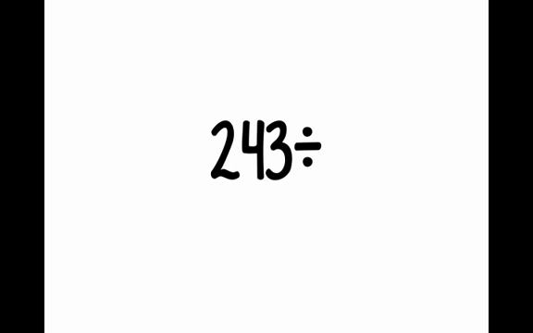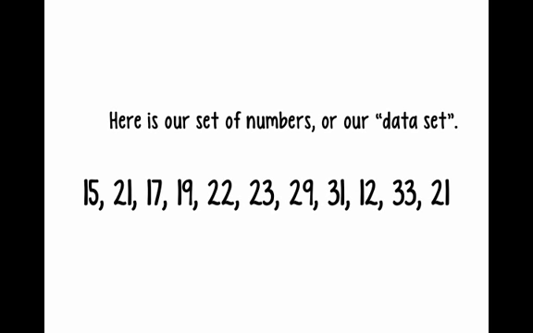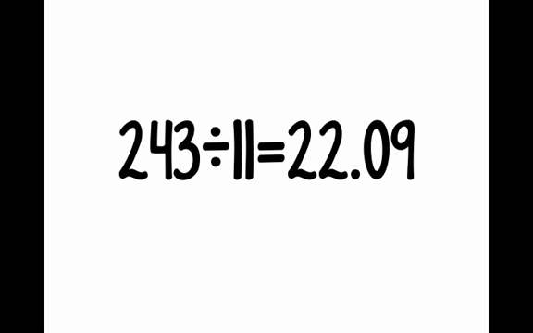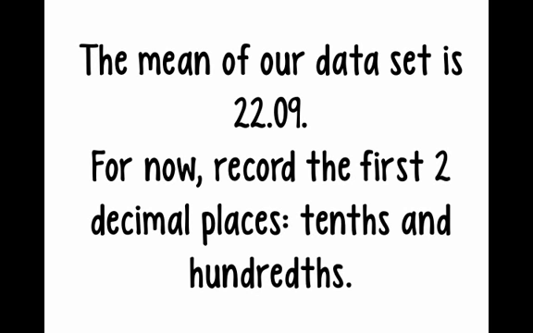243 divided by the total number of numbers in my data set. Here's our set again. Let's count how many numbers there are. 1, 2, 3, 4, 5, 6, 7, 8, 9, 10, 11. 243 divided by 11 gets us 22.09, and I did use a calculator for that. On the ones that we practice, you probably will not need to use a calculator because they will all end on a whole number and you will not have any decimals. So the mean of our data set is 22.09. For now, just record the first two decimal places, the tenths and the hundredths.